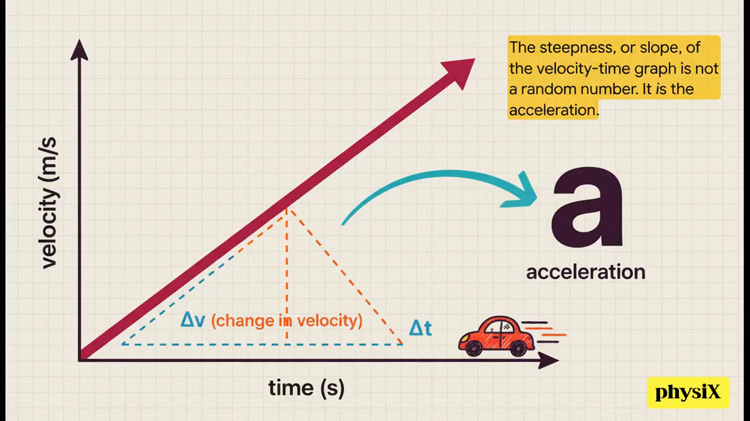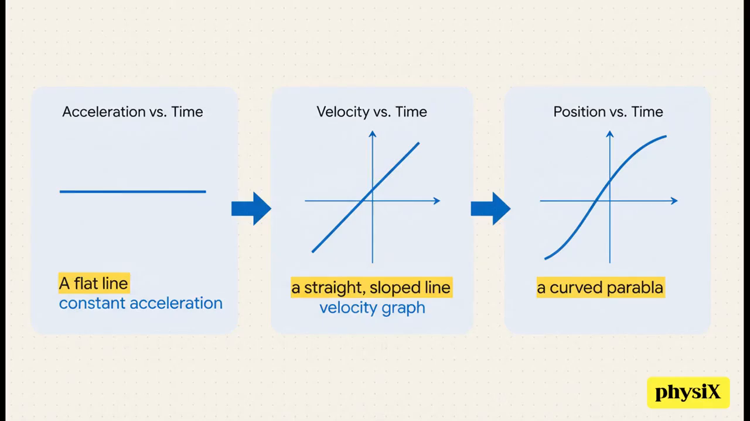It's amazing. What's so powerful here is you can see how these graphs tell a story together. Our acceleration is constant, so its graph is just a flat, boring line. But that constant acceleration builds up to create a velocity graph that's a perfectly straight, sloped line. And that steadily increasing velocity creates a position graph that's this beautiful, sweeping curve, a parabola. Each graph is literally the result of the one before it.